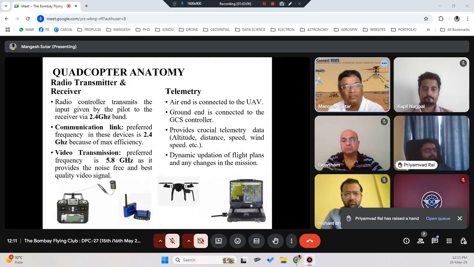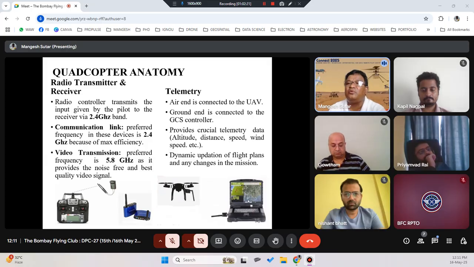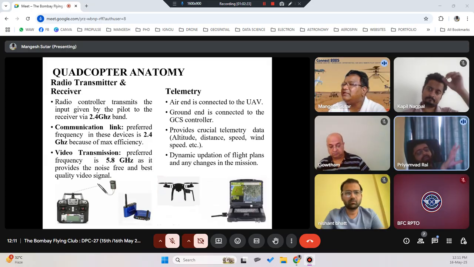Yes, Priyank. Can drones be connected to laptops and other control units? Yes, it is possible. You can see here, this is a laptop only. What you see on the right side device is a laptop only. If you have a laptop, you can connect it, but then you need a telemetry device for that.